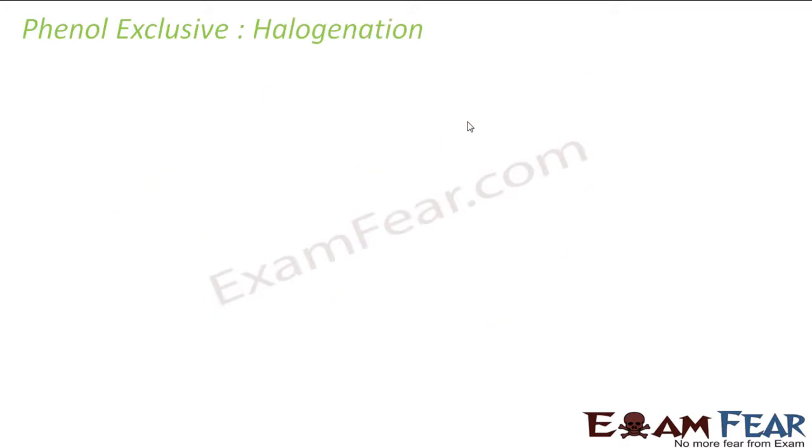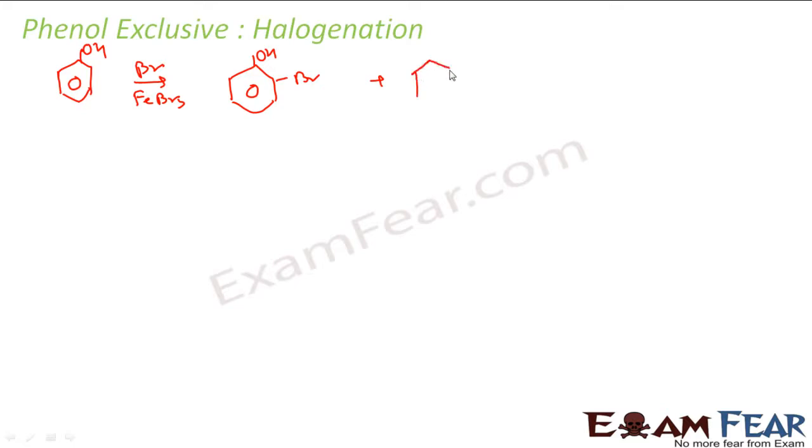So the next is halogenation. Halogenation is also similar to nitration. So I have OH here, you add Br2 in the presence of FeBr3. So what you get is OH and Br, at the same ortho and para positions. Why? Because the OH group directs this Br plus to the ortho and para positions. Correct? Let's see the reaction mechanism for this.